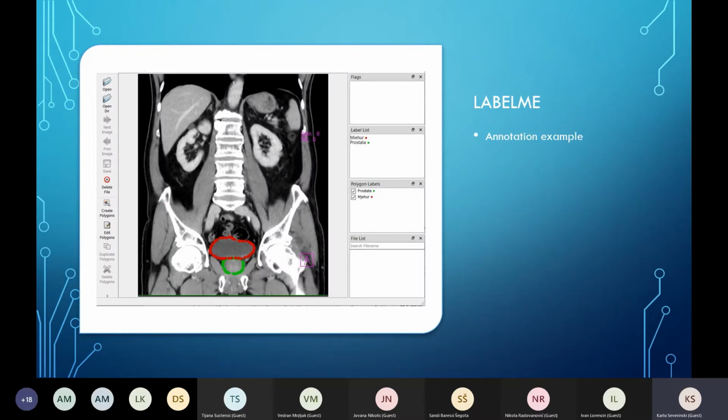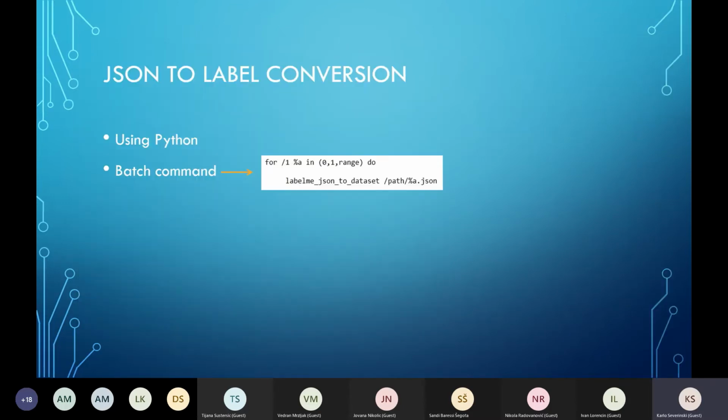This is just an example of this annotation. Here you can see in the picture how we annotated the bladder and how we annotated the prostate. With this basic process of doing every single picture by itself, we can get our custom data set, and from that data set, we were able to get the masks. Of course, when we got the .json files, we had to convert them to the images that we needed. For that, we chose to use Python, and we used a simple basic batch command and the pre-made function labelme_json_to_dataset.